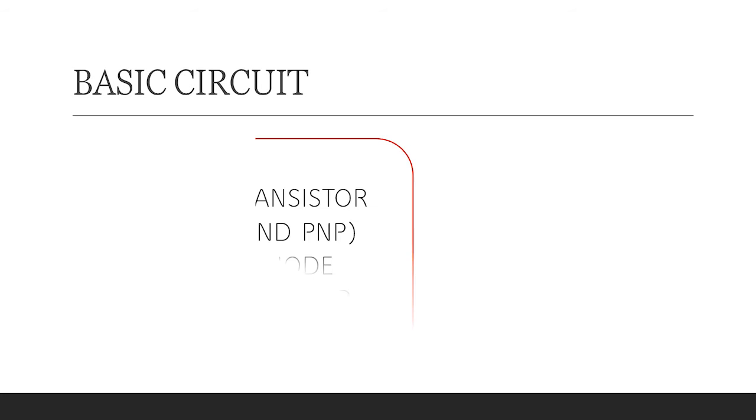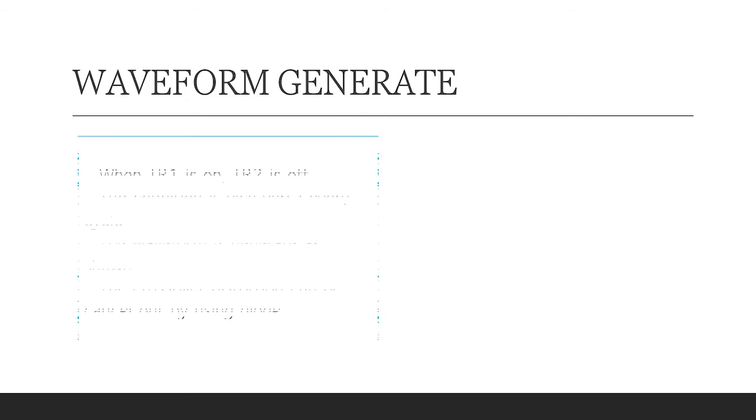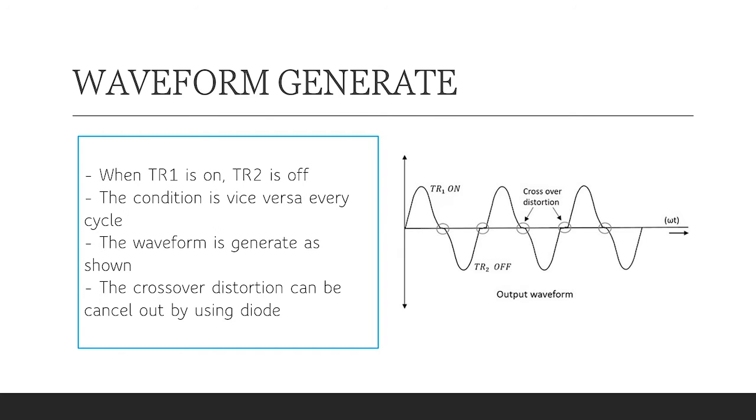For the basic circuit, the Class AB amplifier consists of two transistors, type NPN and PNP, two diodes in forward bias, and two resistors with the same value. The waveform generated is when transistor 1 is on, transistor 2 is off. The condition is vice versa every cycle. The waveform is generated as shown. The crossover distortion can be cancelled out by using diodes.